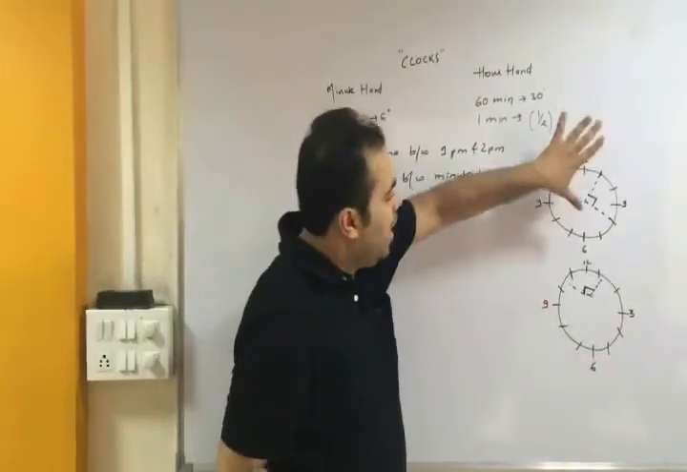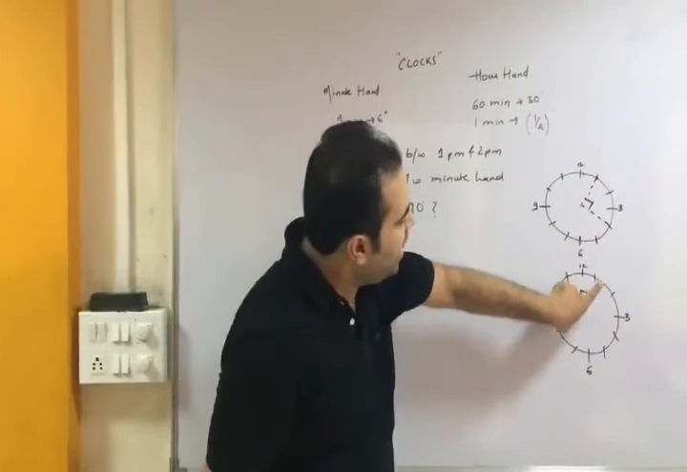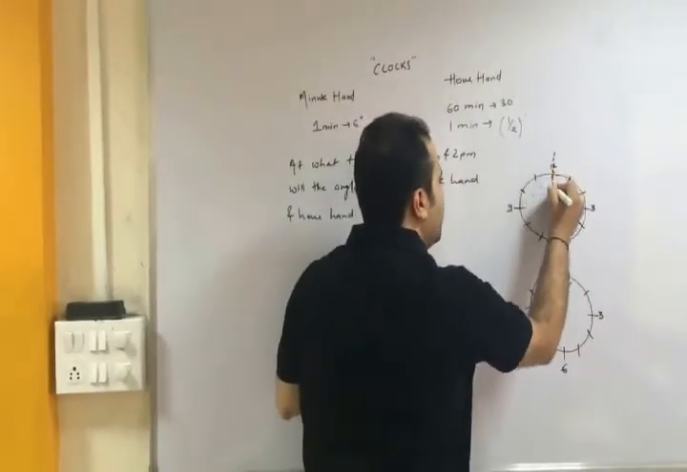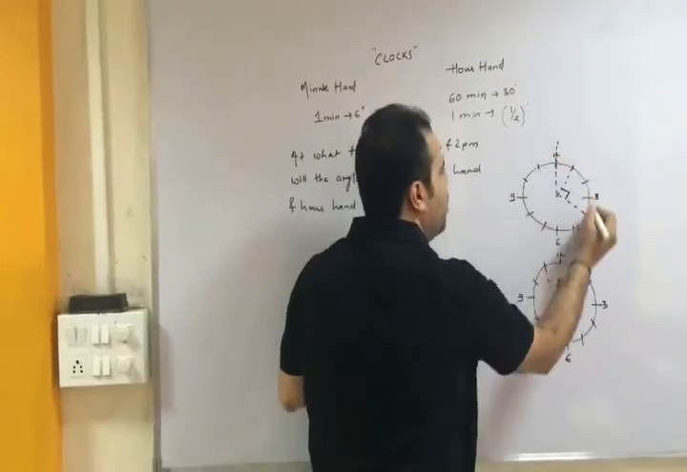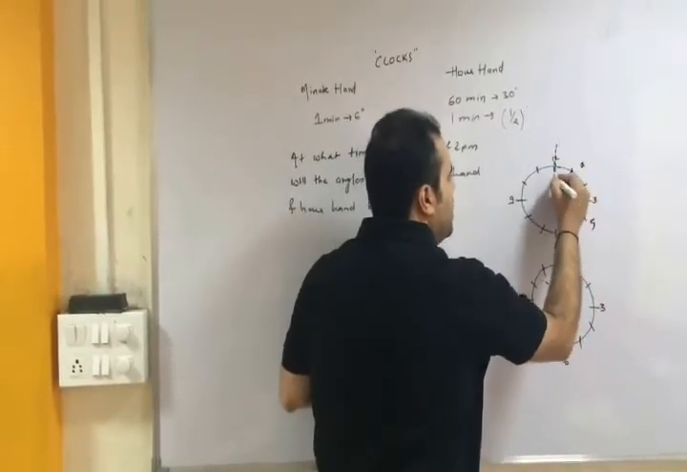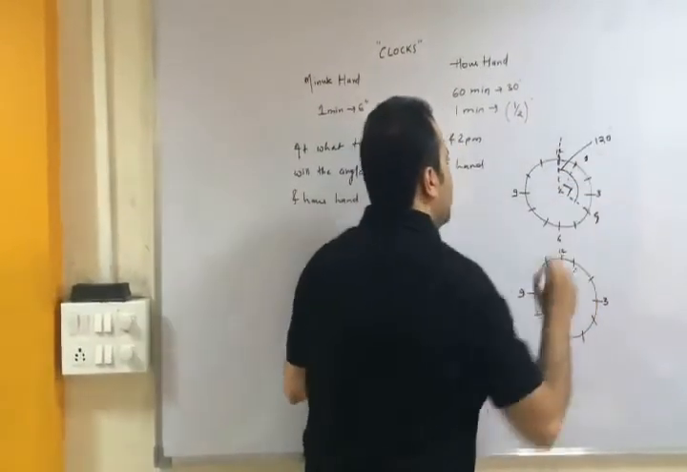Now, what I'll do is I will keep this hour hand fixed. I will not allow this hour hand to move at all. I'll keep this hour hand fixed and I'll make the minute hand move. So the minute hand is going to move from 12 to 4, right? That means this is going to cover how many degrees? This is going to cover 120 degrees.